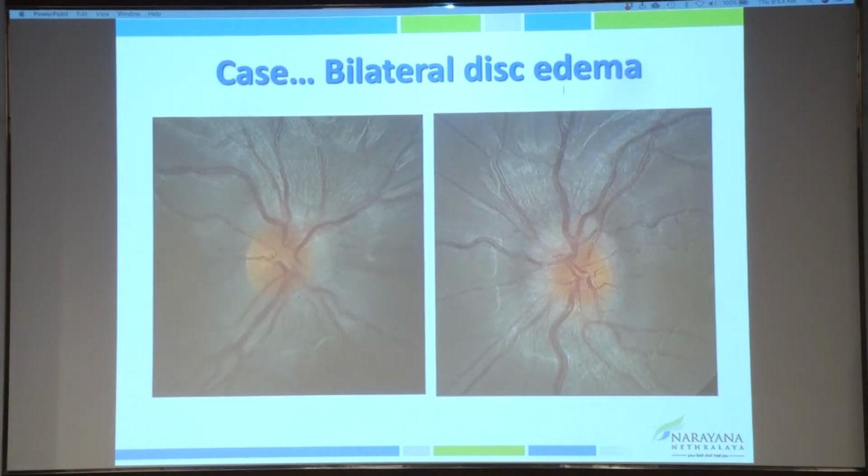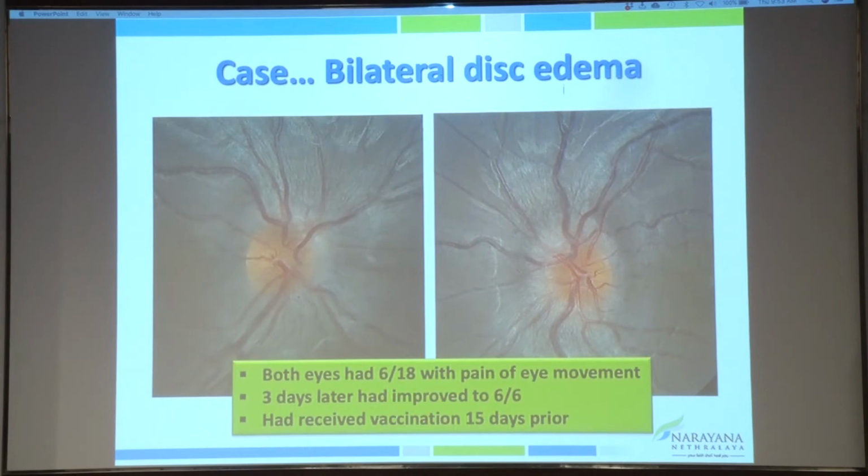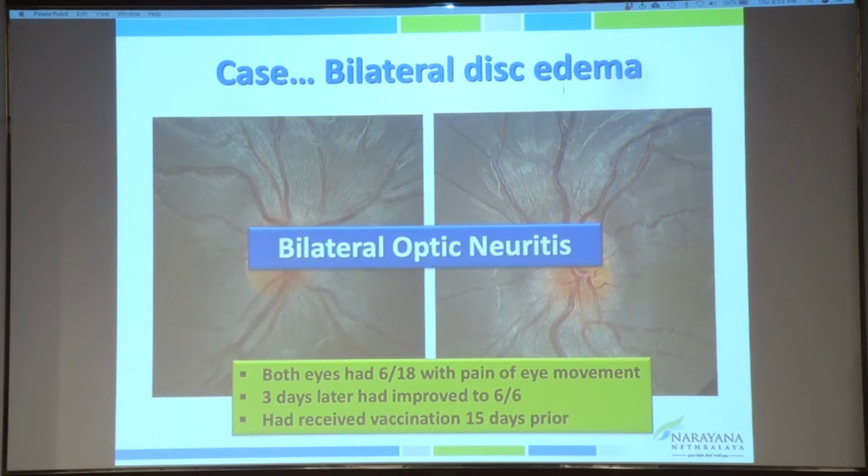So then let's look at this case, bilateral disc edema. Both eyes had 6/18 vision with pain on movement. 3 days later, the vision improved to 6/6, and the child had received a vaccination 15 days prior. This is a classical bilateral optic neuritis.